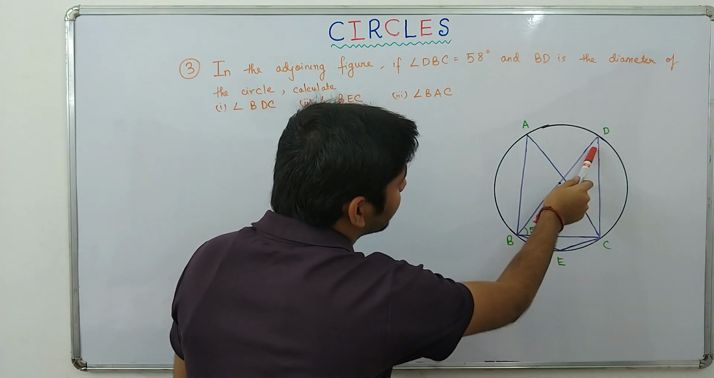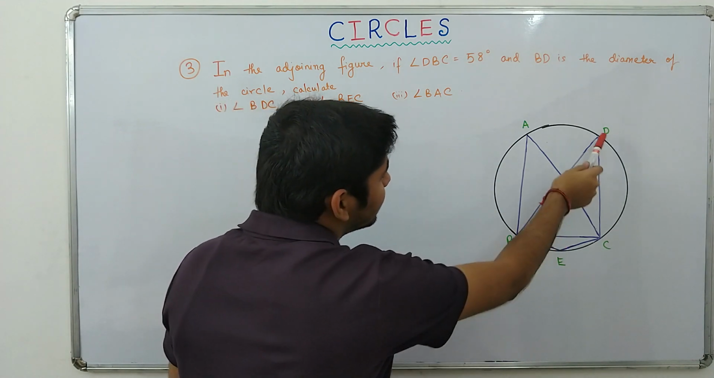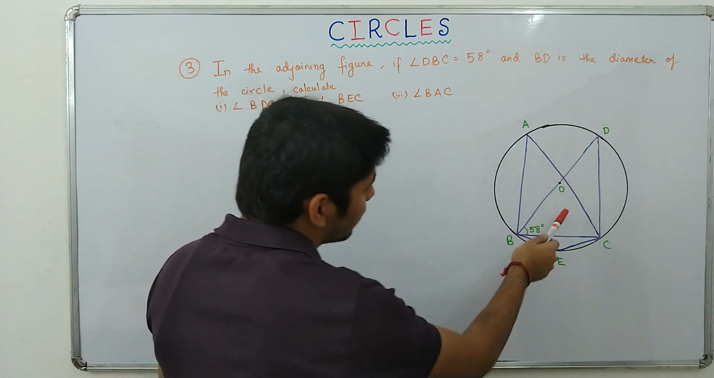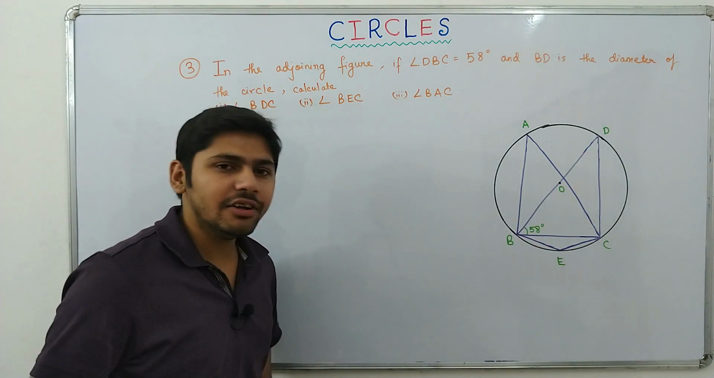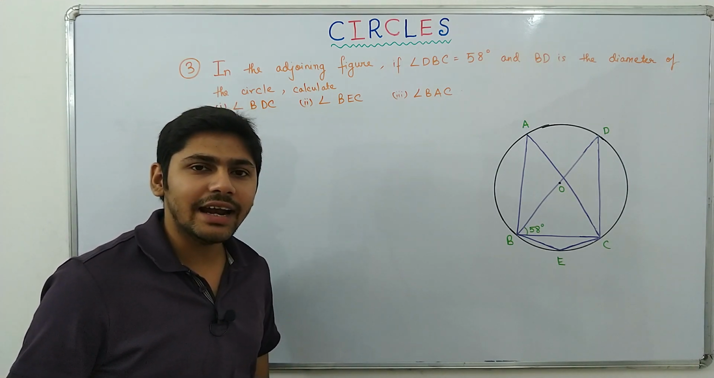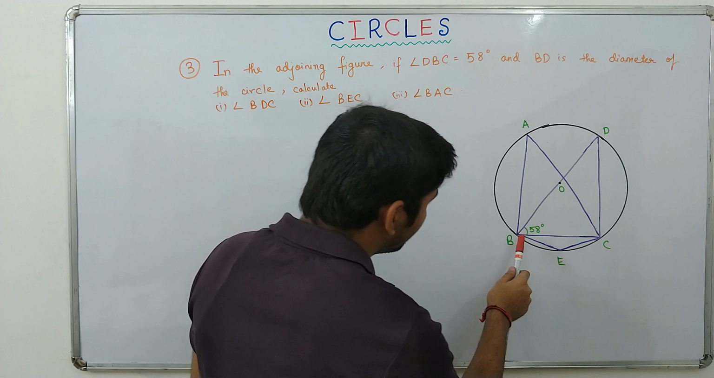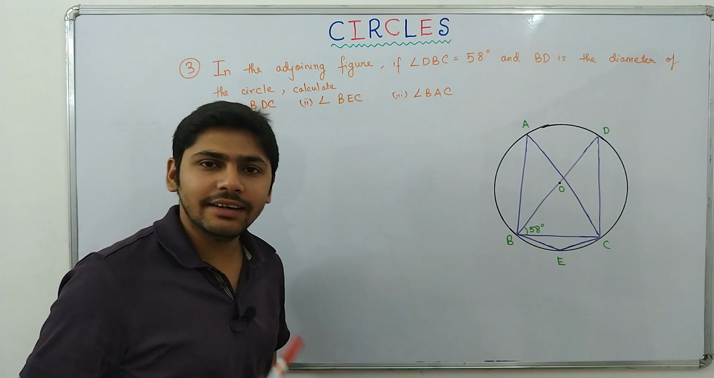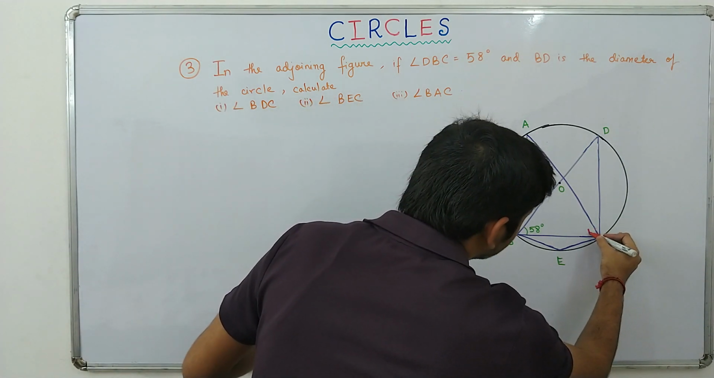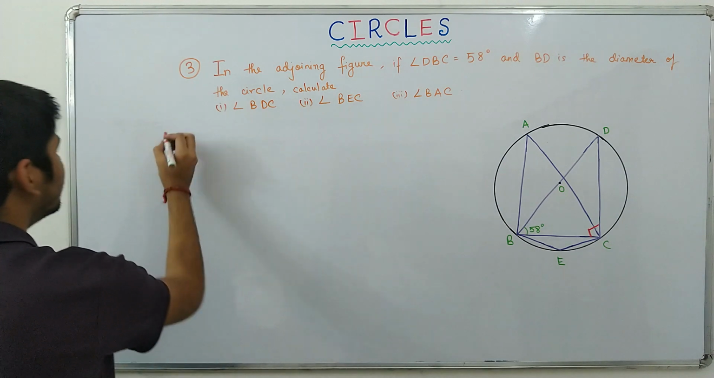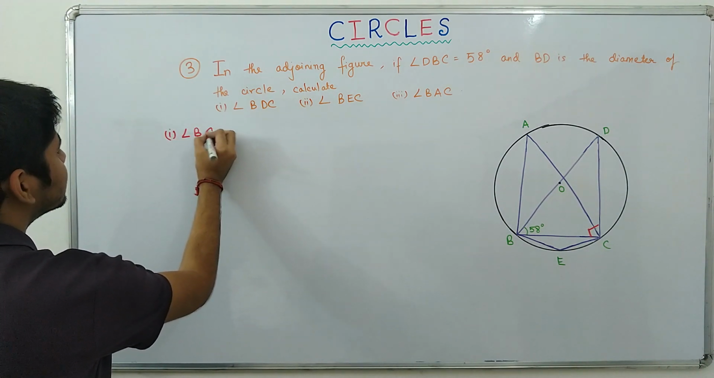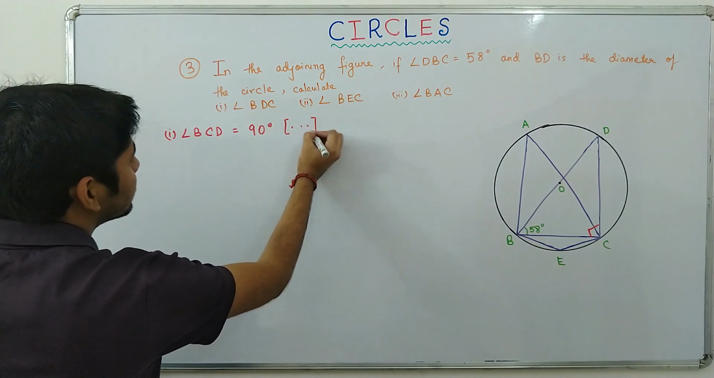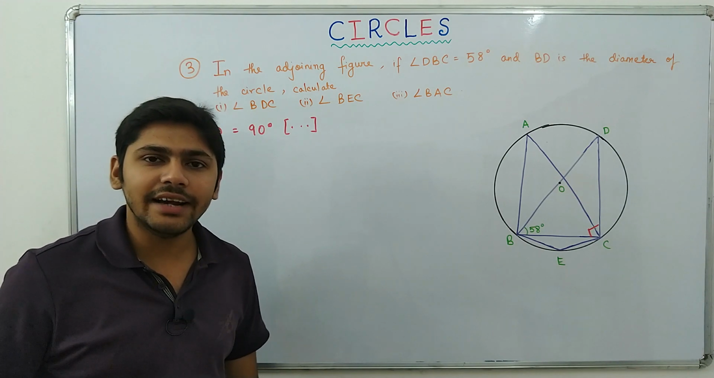That means this angle over here. Now we know that BD is the diameter of the circle. That means it is dividing the circle into two semicircles, one over here and one over here. And we know the angles in a semicircle are right angles. We can see that angle BCD is an angle in a semicircle, so it will be 90 degrees. So this angle over here, that is angle BCD, is 90 degrees. I'll write it down. Angle BCD is equal to 90 degrees. And beside it I'll write the theorem that I used, that is, angle in a semicircle is a right angle.